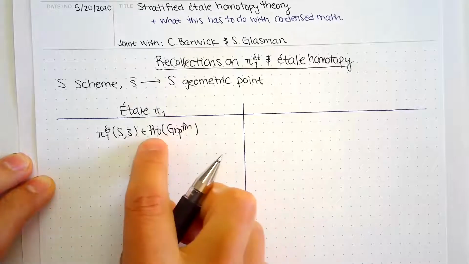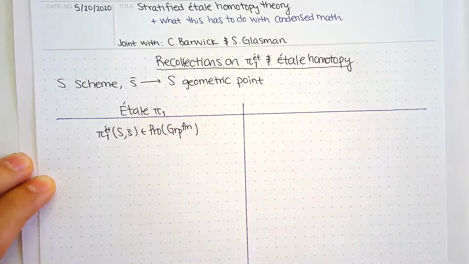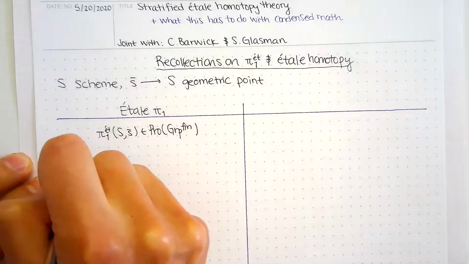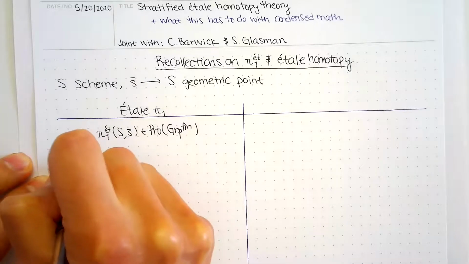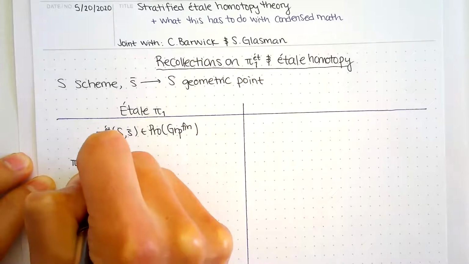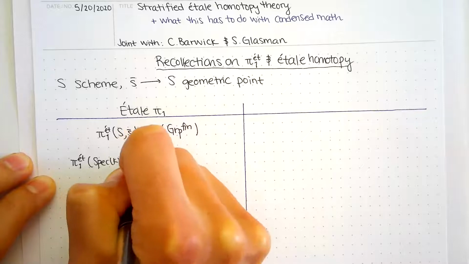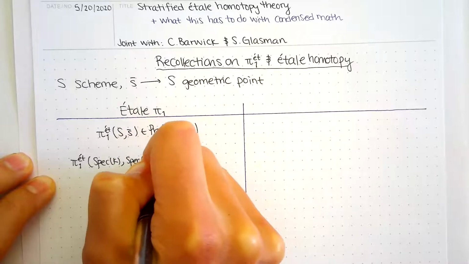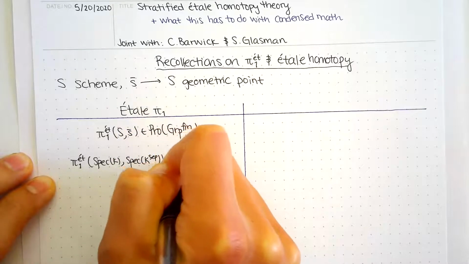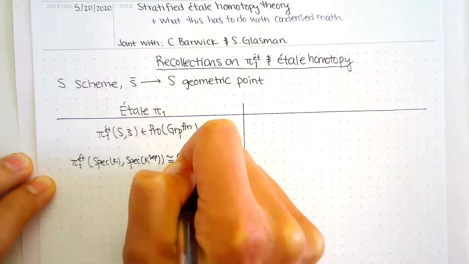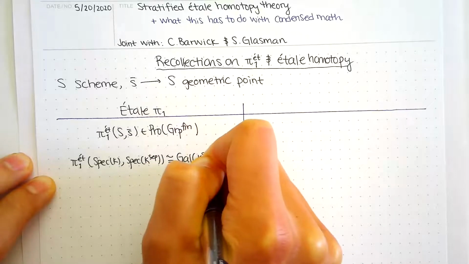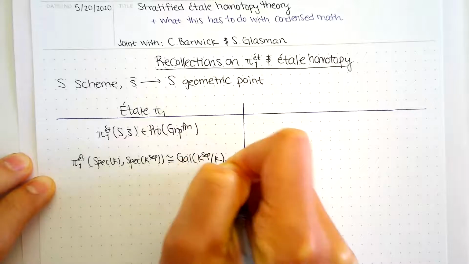Well, one type of profinite group that arises in algebra a lot is Galois groups, and so this is supposed to generalize Galois groups. So if you take étale π₁ of Spec of a field at a separable closure, it recovers the absolute Galois group as a profinite group.